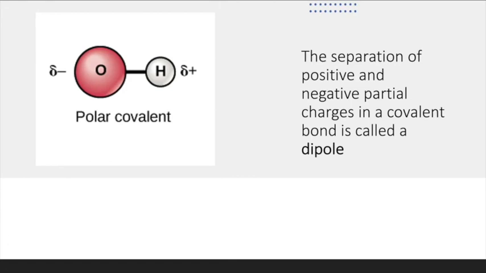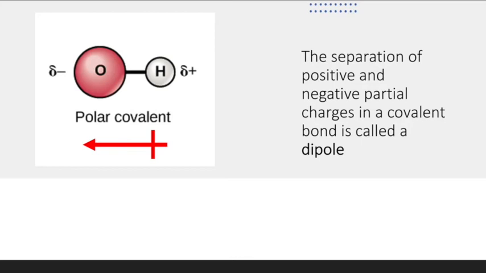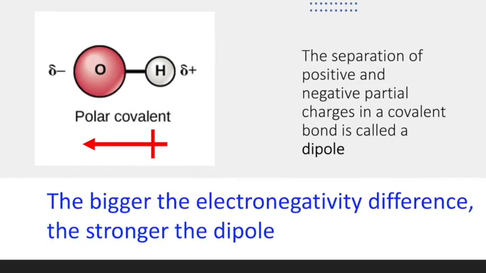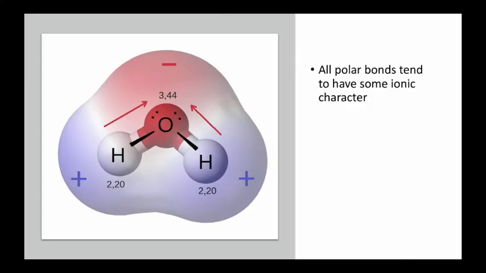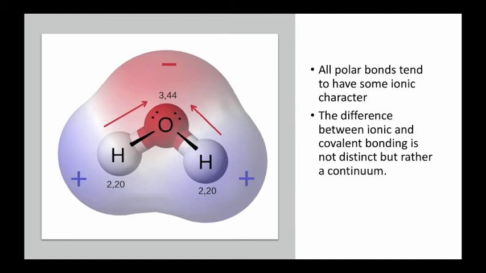The separation of positive and negative partial charges in a covalent bond is called a dipole. Sometimes you see this symbol, with something that looks like a plus at the more electropositive end of the arrow. The bigger the charge difference, the stronger the dipole. Now here's an important point. All polar bonds tend to have some ionic character. The difference between ionic and covalent bonding is not distinct, rather, it's a continuum. Compounds with polar covalent bonds have some very interesting properties that we'll learn about later.